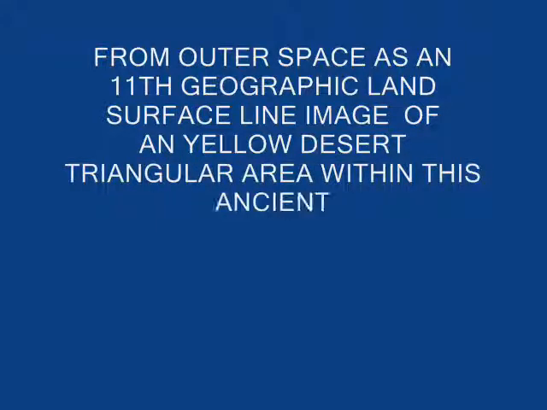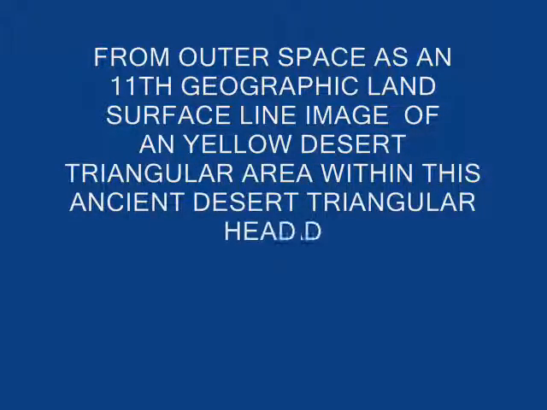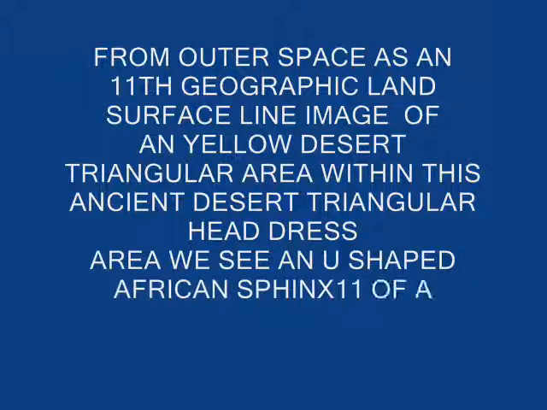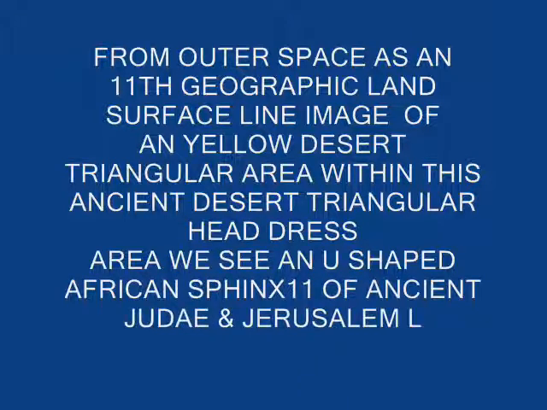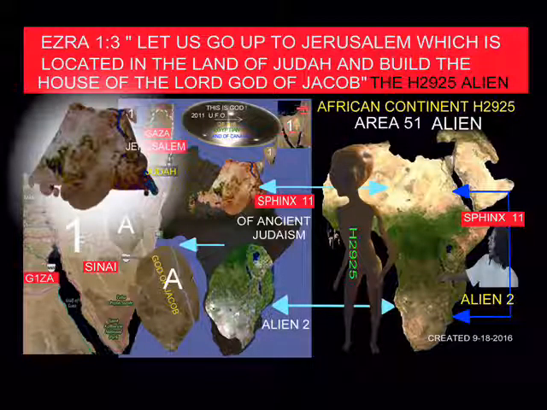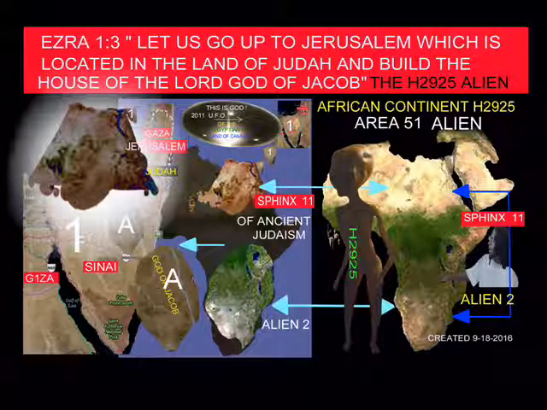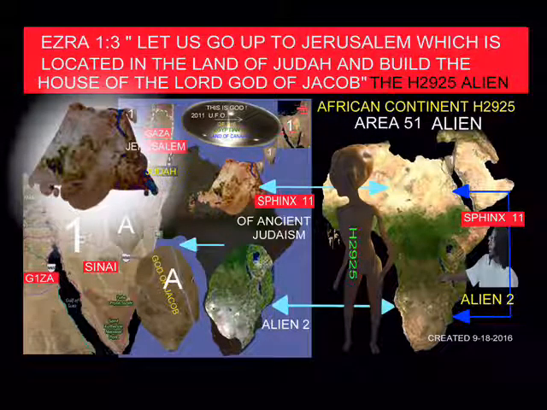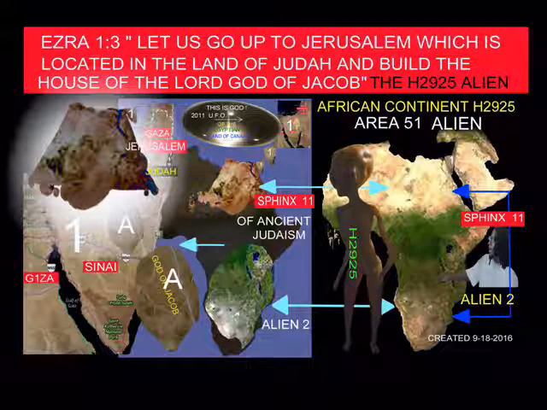Now remember, the 1492 European named Christopher Columbus, that in ships arrived from Europe and so-called discovered America, Indians was on horseback shooting bow and arrows in Canada. So as this European Gentile nation took over America, they also took over the 11th and 12th area-viewed African continent geographic Holy Land surface line, where Judea and Jerusalem is located. This brings us back full circle to the book of Esther, first chapter, 3rd verse, which says, "Let us go up to Jerusalem, which is located in the land of Judah, and build a house to the Lord God, Jacob."